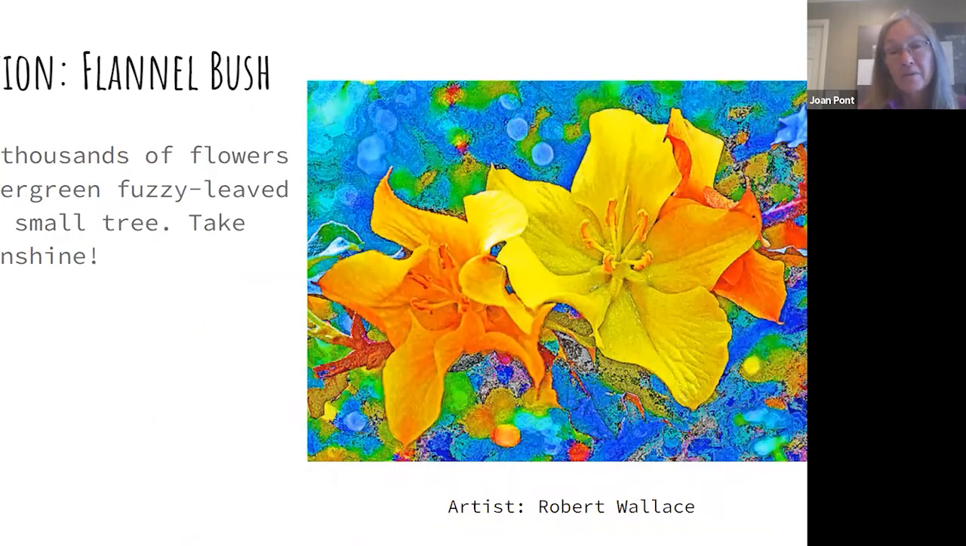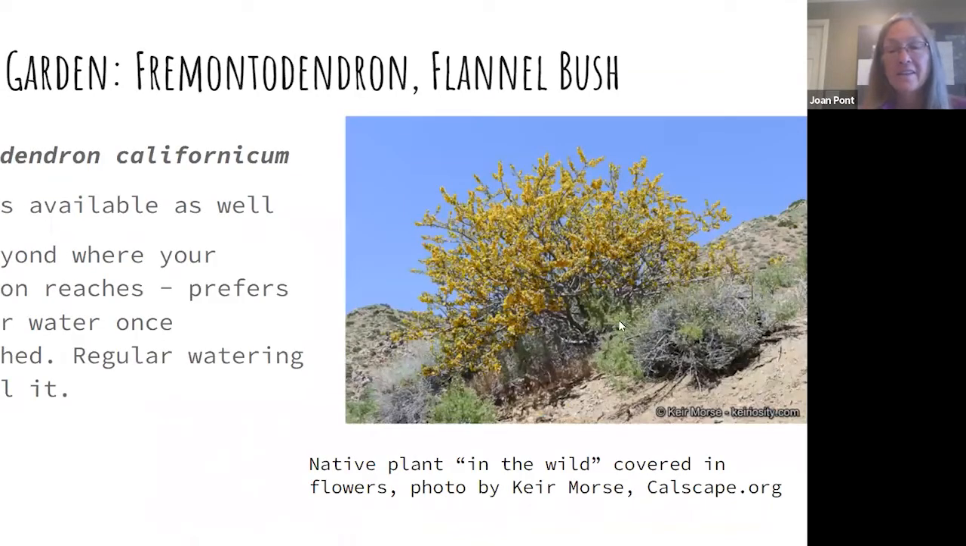There are other beautiful plants, and the next one I chose is flannel bush. Here's a painting, a psychedelic painting of a flannel bush, and these are real flowers. This is a real native plant. It's a large shrub to a small tree and has fuzzy leaves and these incredibly bright flowers. And here is a Fremontodendron californicum in the wild. Nobody is watering this plant. You can see this dry landscape. It is amazing that it is literally covered in flowers.